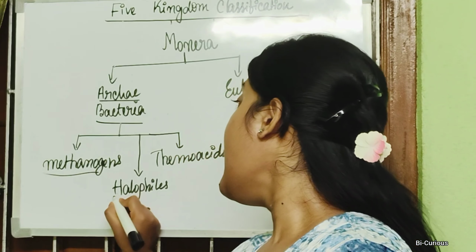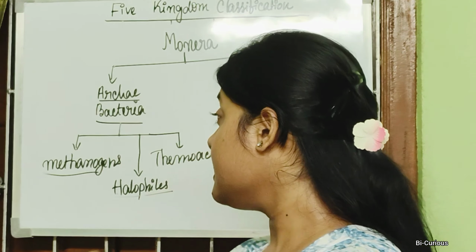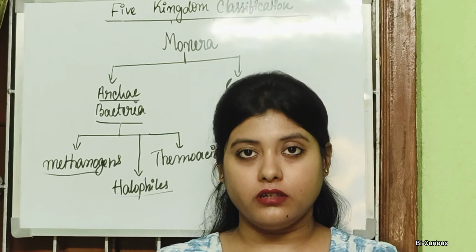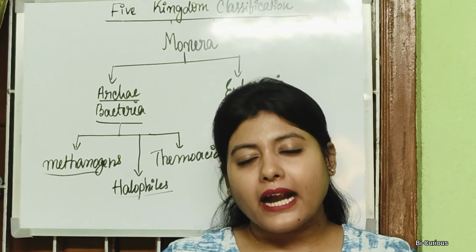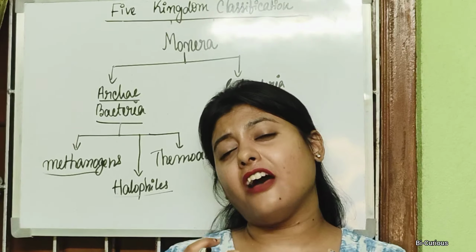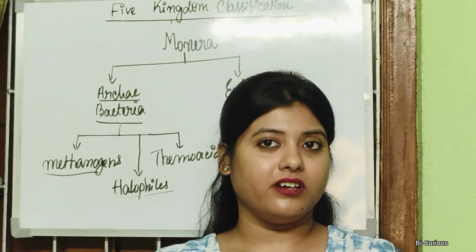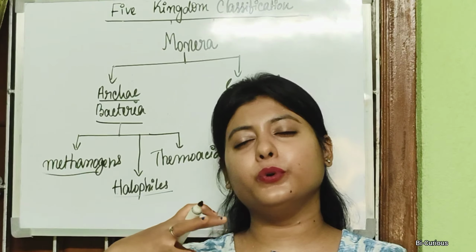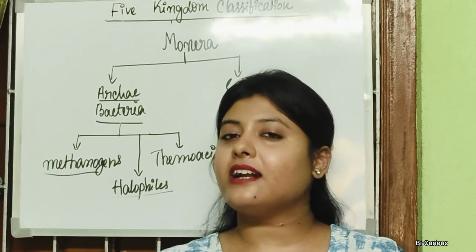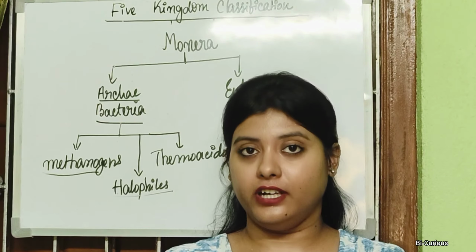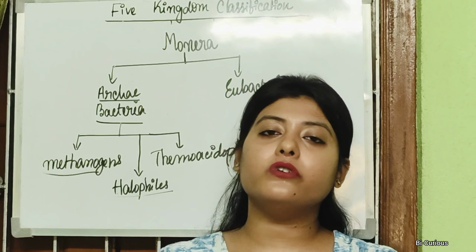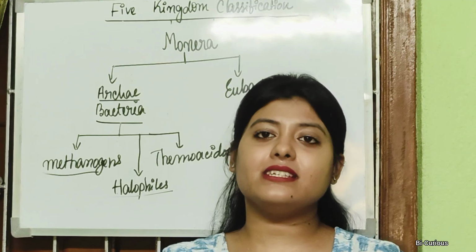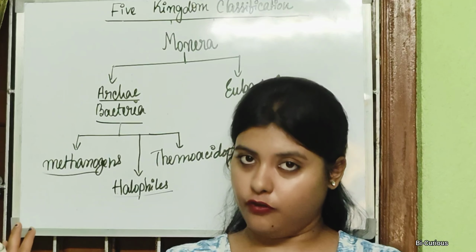Now the next one is halophiles. One more thing: philes means loving and halo means salt. So the bacteria which love salt, which want to live in the salt, are called halophiles. These halophiles we mostly find in salty or saline water, meaning in marine water.